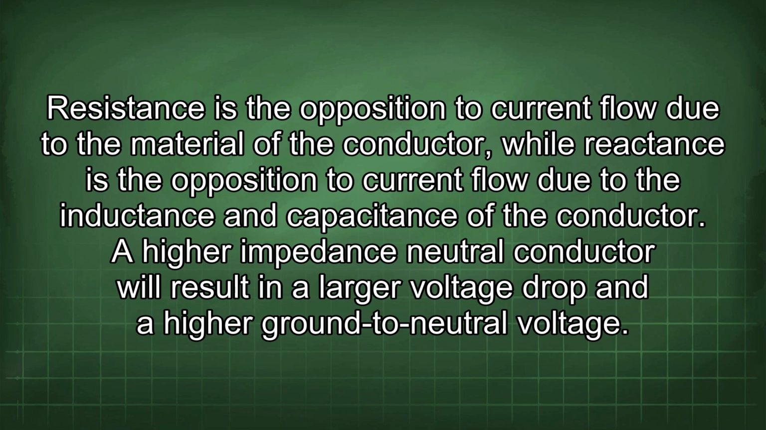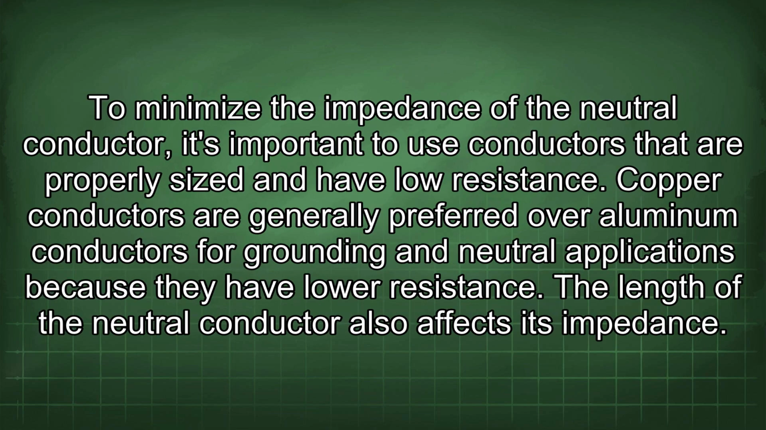Resistance is the opposition to current flow due to the material of the conductor, while reactance is the opposition to current flow due to the inductance and capacitance of the conductor. A higher impedance neutral conductor will result in a larger voltage drop and a higher ground-to-neutral voltage. To minimize the impedance of the neutral conductor, it's important to use conductors that are properly sized and have low resistance. Copper conductors are generally preferred over aluminum conductors for grounding and neutral applications because they have lower resistance.